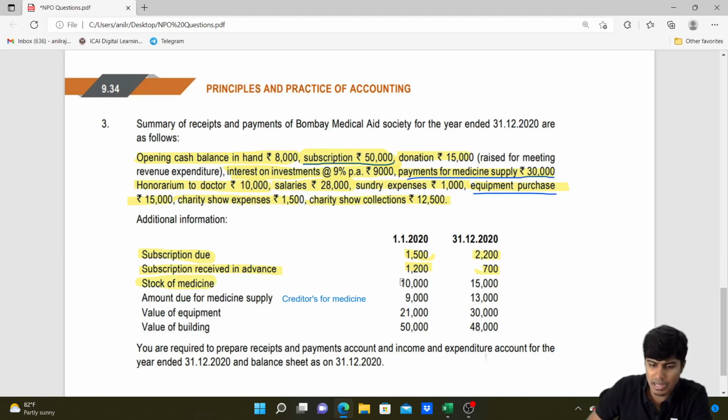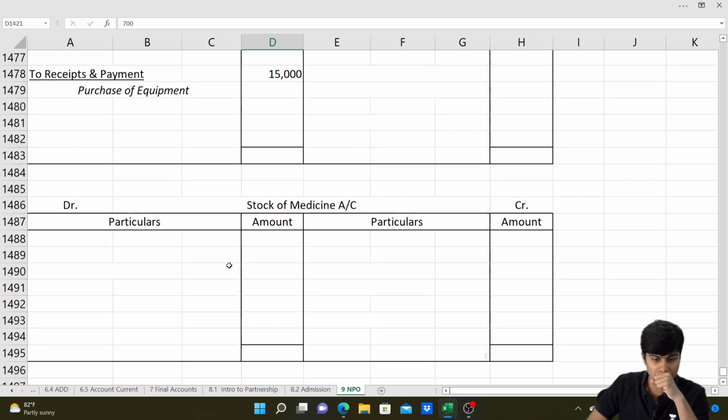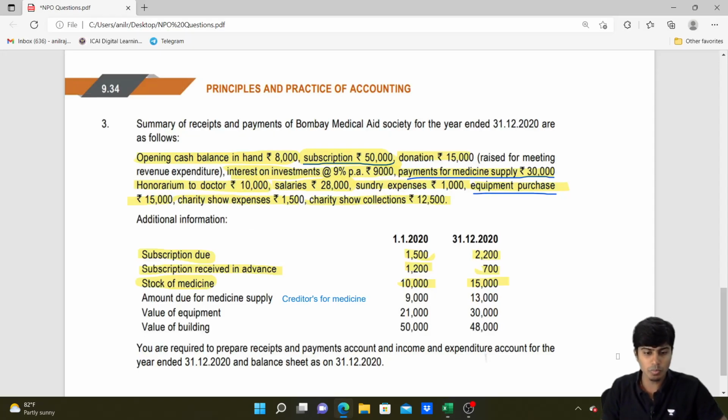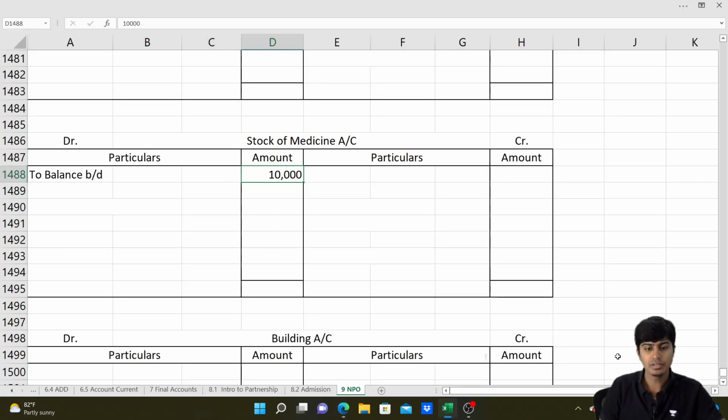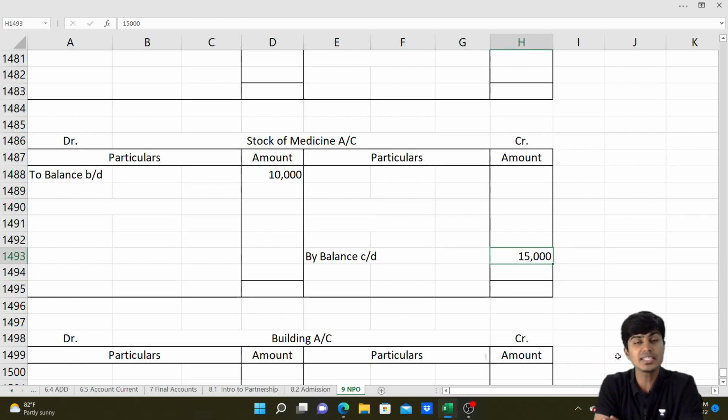Next we have stock of medicine. Stock of medicine opening balance 10,000, closing balance 15,000. So let's write it in our medicine account. Stock of medicine account, opening balance, it is an asset, I'll write to balance brought down. How much is the opening balance? 10,000, and the closing balance, by balance carried down, is 15,000. We need to write this 10,000 and 15,000 in the respective balance sheets also. Let's go to our respective balance sheets.